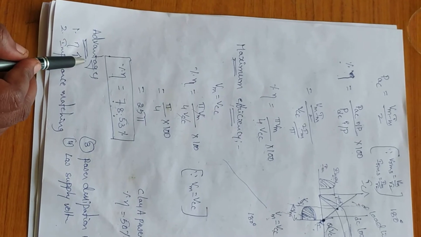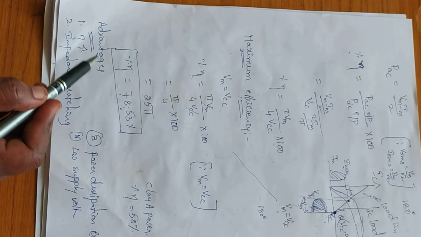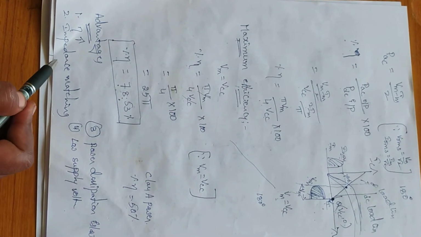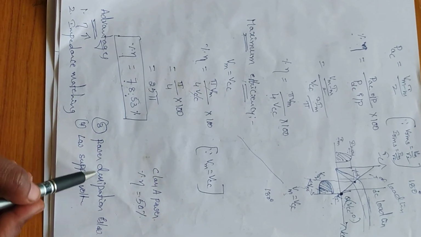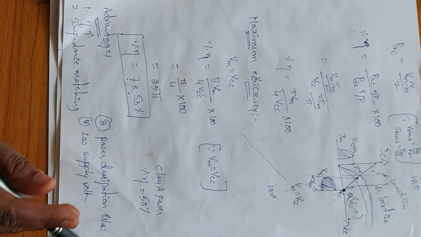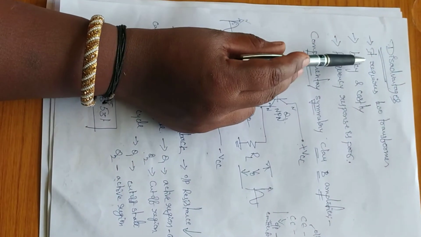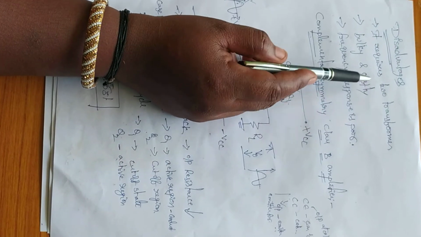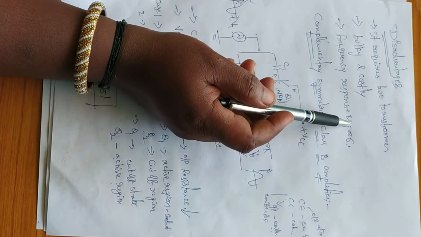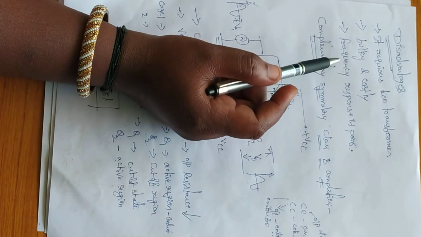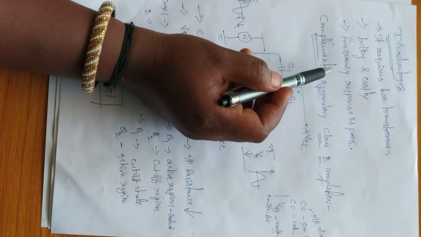Next, advantages of push-pull amplifier. Here the efficiency is increased when compared to class A power amplifier. Impedance matching is possible because we are using transformer. Power dissipation is low supply voltage. Next, disadvantages of push-pull amplifier. It requires 2 transformers. By using transformers, the circuit becomes bulky and costly. Frequency response is poor. So, this is the push-pull amplifier and its efficiency calculation.